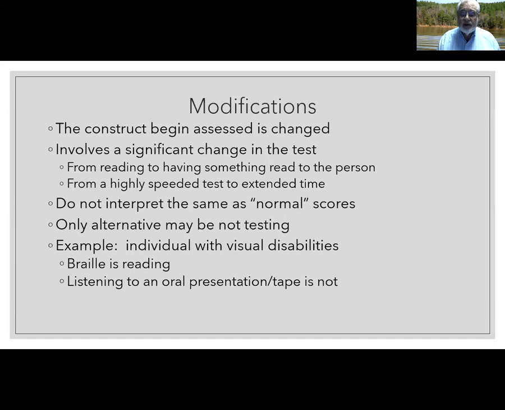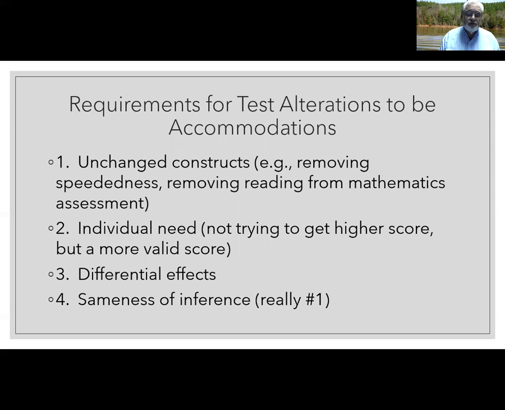And when we have a modification, we don't always interpret the scores the same as though they're normal. It may be that the only alternative to not making a modification is not to test the person. And so that's what modification is. But again, it's a judgment call whether it's an accommodation or a modification. We don't necessarily have enough empirical research to justify making that as an empirical decision.